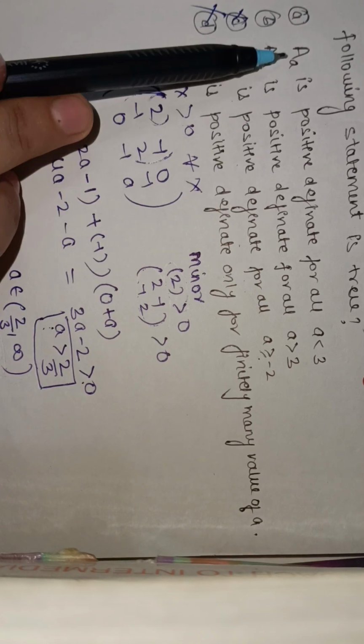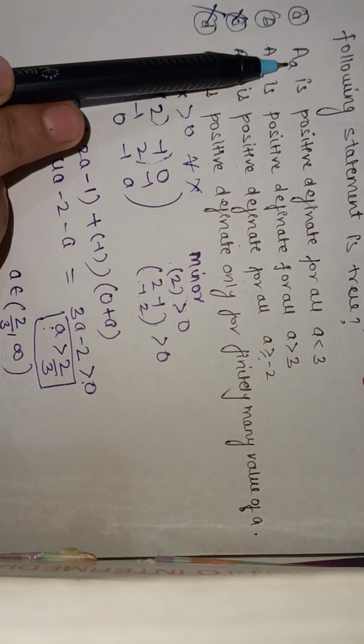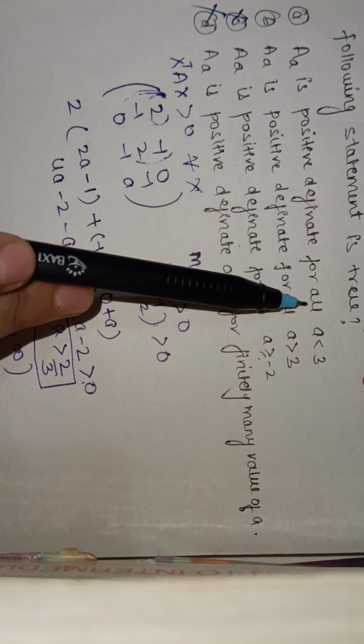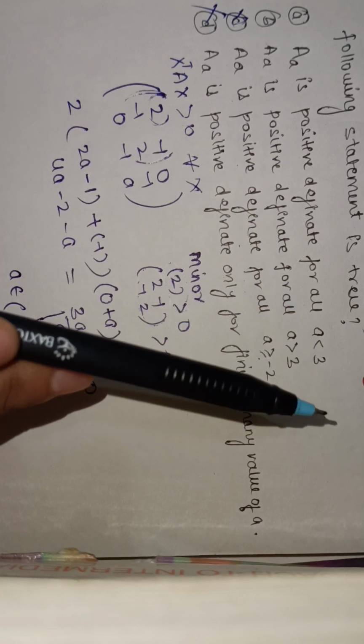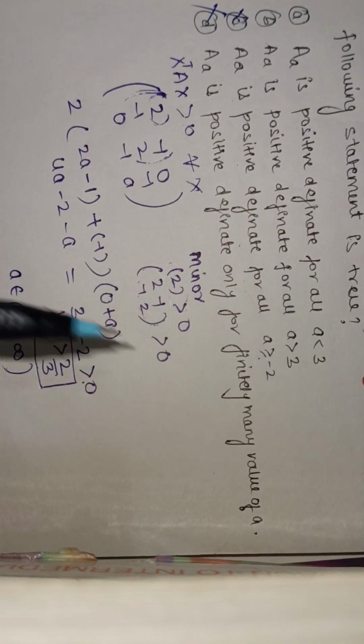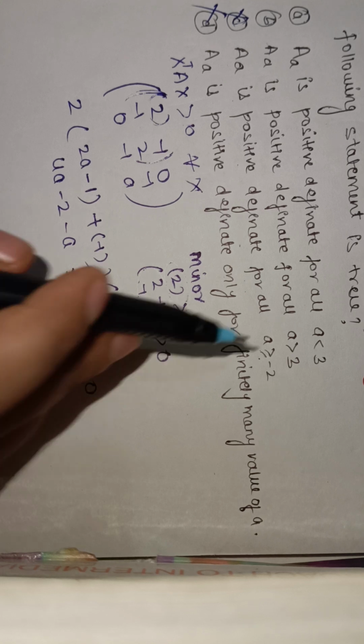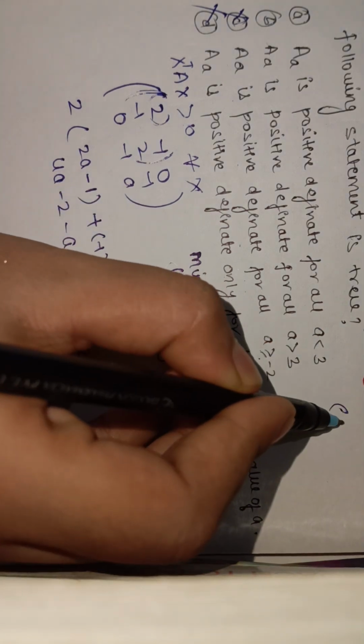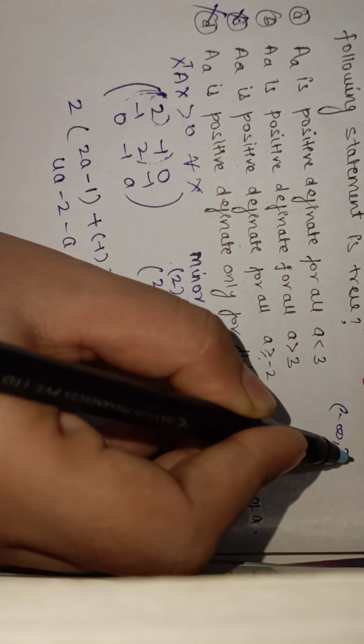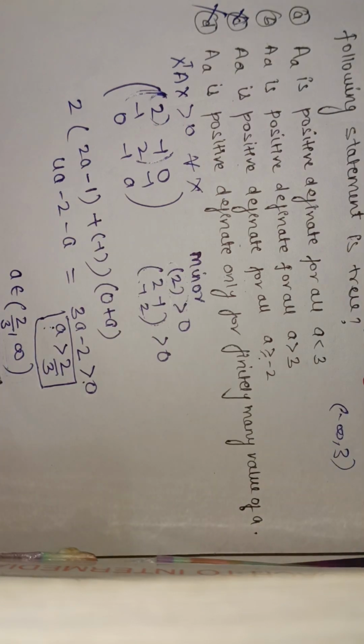Option A says A is positive definite for all a less than 3. Less than 3 can include 2, which lies here, but if we take 0 it does not lie here. So we cannot say a less than 3, which means minus infinity to 3, but our interval is this. So this option is also incorrect.